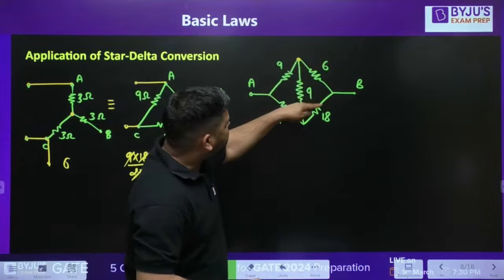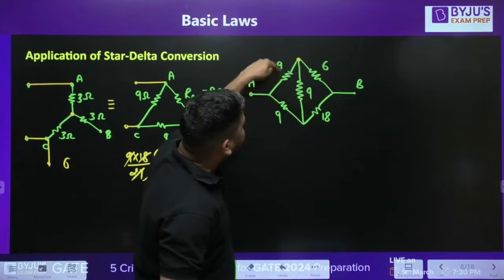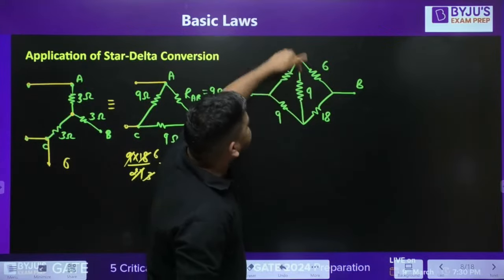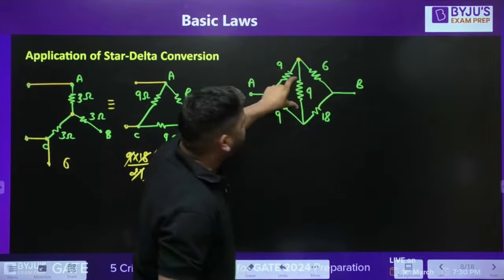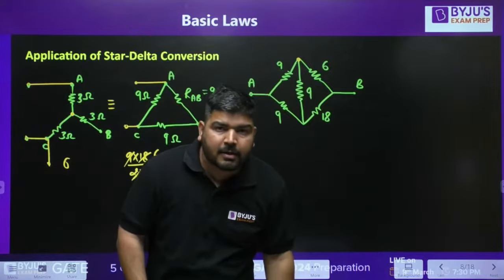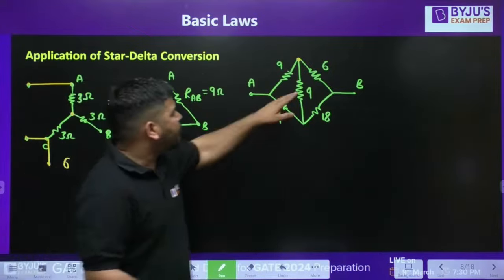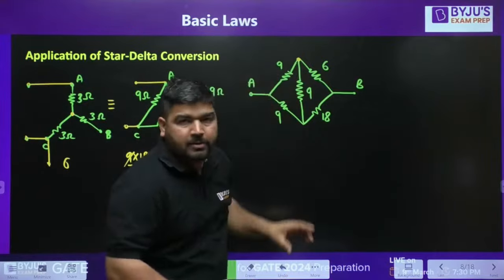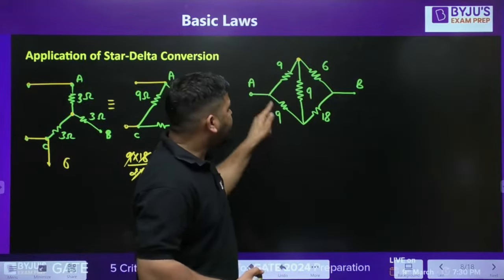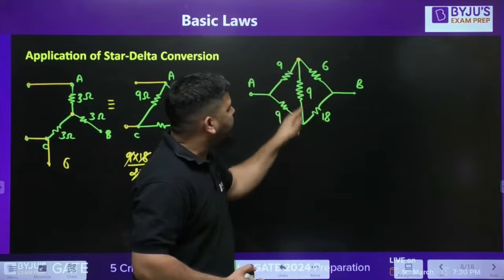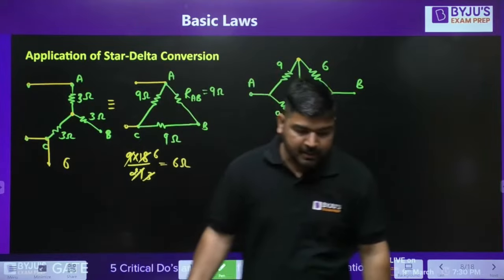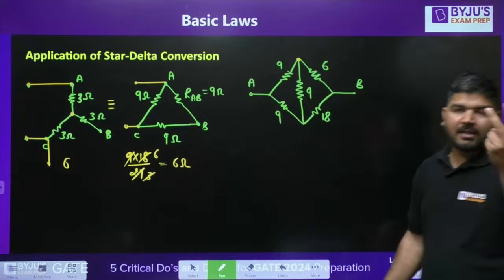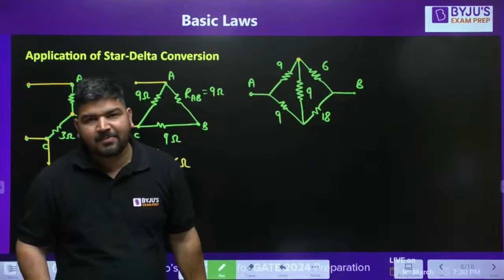So it's a star connection. You can see that these three resistances are connected in star. Only thing is, this resistance is not shown in the upward direction. It is shown in the downward direction. So it doesn't matter, whether you show this 9 ohm on the upper side or on the lower side. So it's a star connection. Similarly, you can see that this 9, 18 and 9 is also in star connection. So actually there are two stars and there are two deltas.